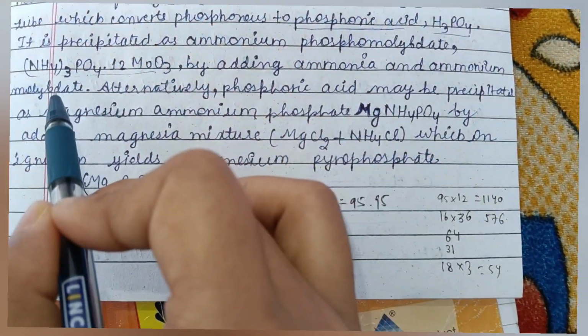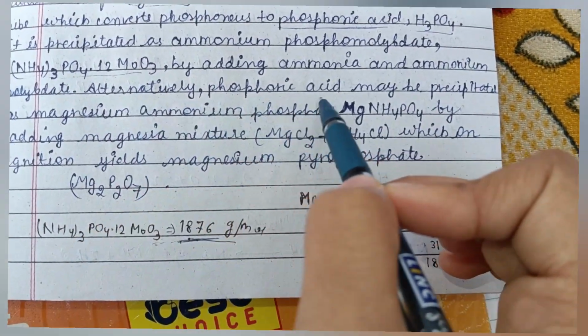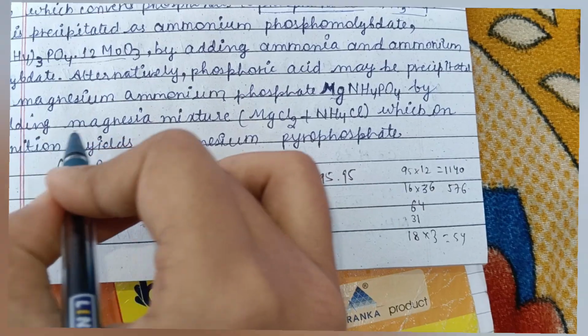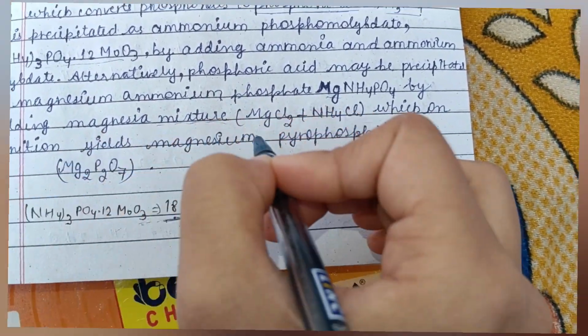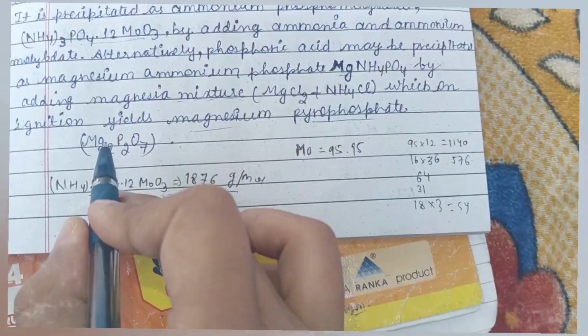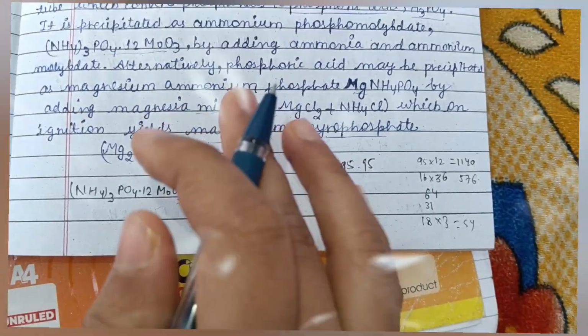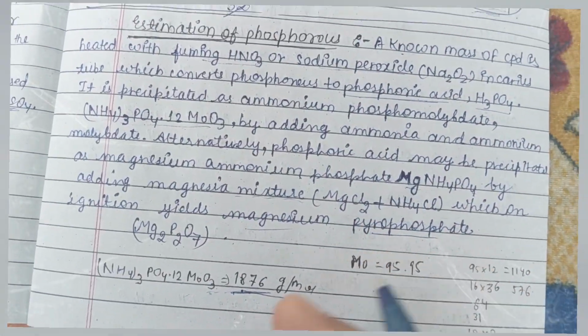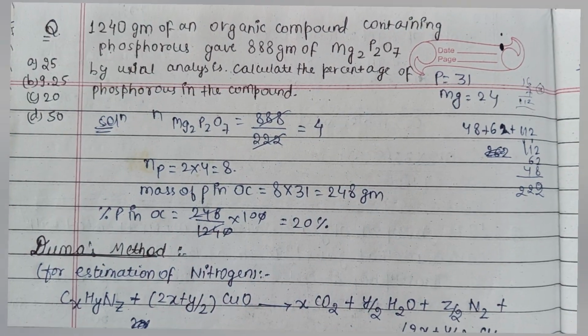By adding ammonia and ammonium molybdate, alternatively phosphoric acid may be precipitated as magnesium ammonium phosphate, MgNH4PO4, by adding magnesia mixture, which on ignition gives magnesium pyrophosphate, which is Mg2P2O7. This is magnesium pyrophosphate. Now let us see a question related to this so that we can understand all this theory. This is not to remember, this is just for an idea. Let us see this question.